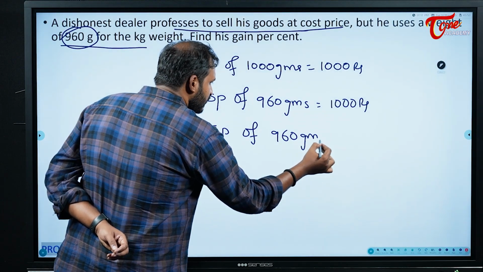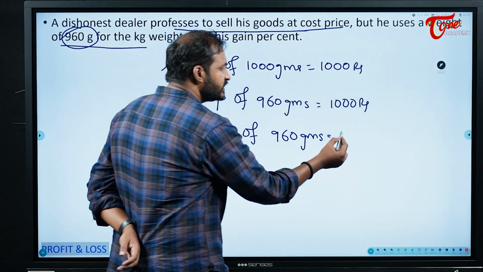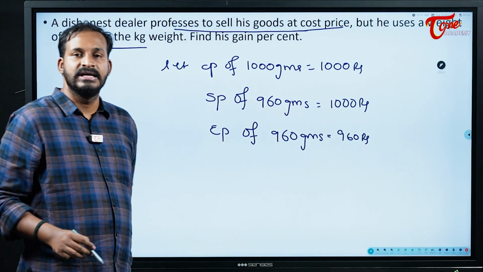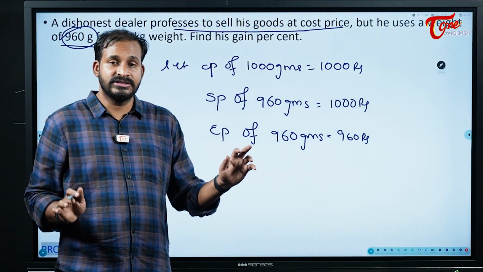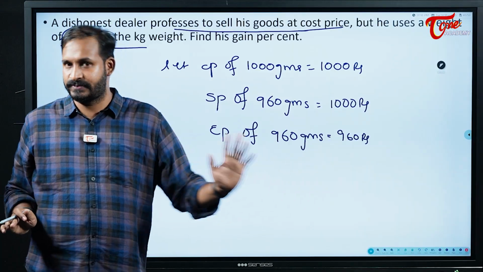What is the actual cost price of this 960 grams? Cost price of 1000 grams is 1000 rupees. 960 grams cost price will become what? 960 rupees. That means, see here students, this problem we are solving completely from the shopkeeper perspective.